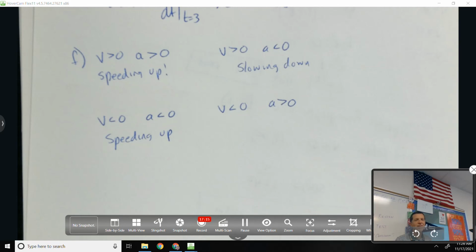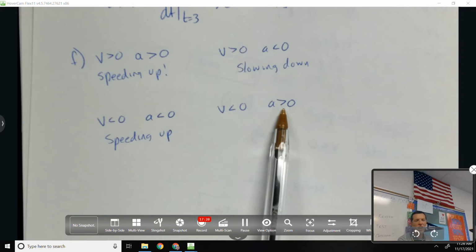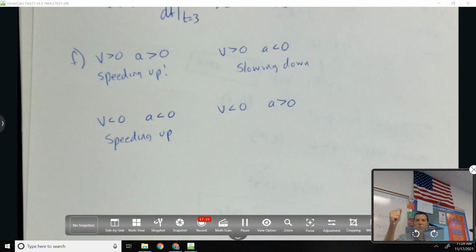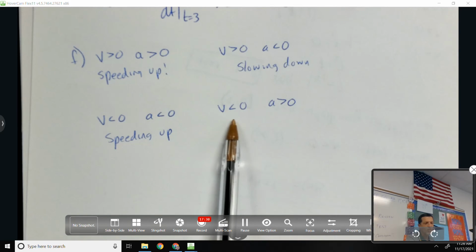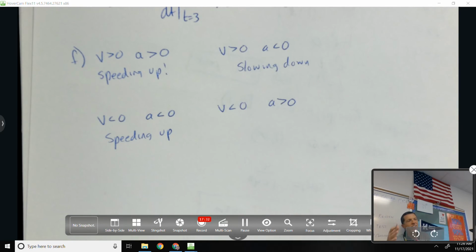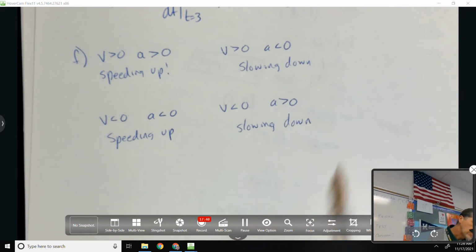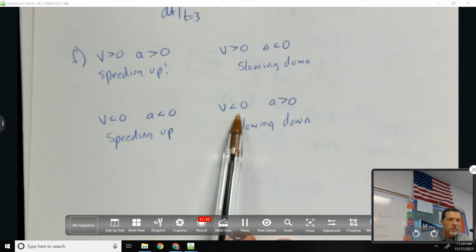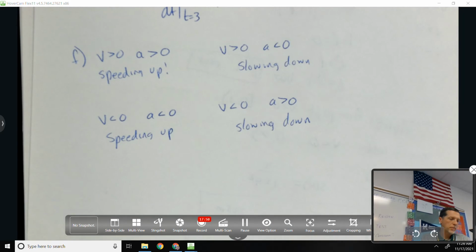And the last case is the tricky one, because you see A is greater than 0 and you think, oh, acceleration's positive, we're speeding up. No, it means your velocity is getting greater, but it was negative, so it's going from negative 10 to negative 8 to negative 6, getting closer to 0. So you're slowing down. This would be when you're in reverse in your car, backing out of the driveway. You hit the brake, which gives you a positive acceleration.